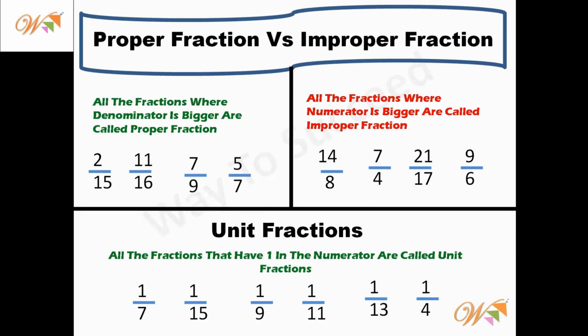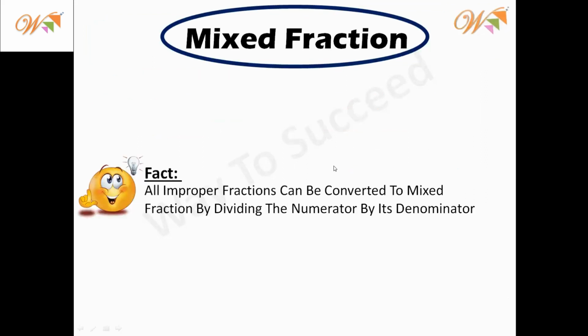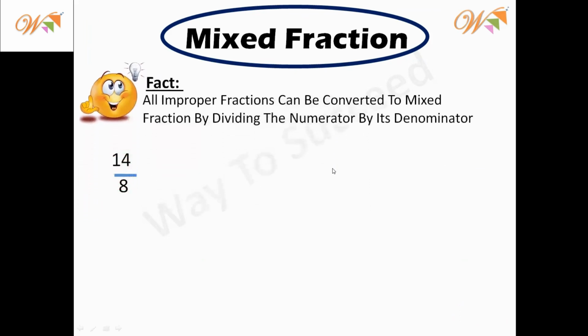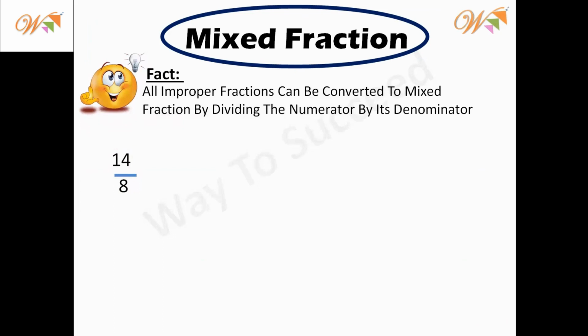Now let's again look at improper fractions. When I say 14 out of 8, definitely I cannot take 14 from 8. That means there's something missing in this, some information which is not very clearly visible. So what do we do? We divide the numerator by the denominator. And when you divide the numerator by the denominator, you get a type of fraction which is called mixed fraction. So all improper fractions can be converted to mixed fractions by dividing the numerator by its denominator.